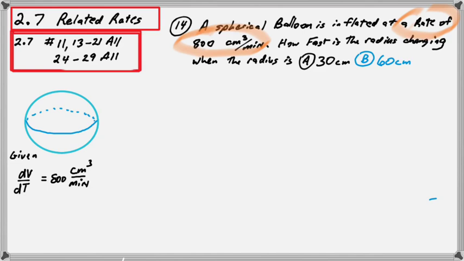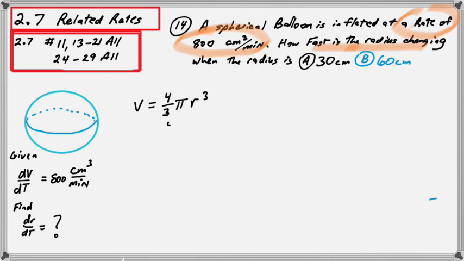They're asking how fast the radius is changing, or what rate the radius is changing. So they want us to find dr dt. That's what they want us to find. So what I'm going to do is write a formula for the volume of a sphere. I will give you any geometric formula if you need it. It's 4/3 pi r cubed.